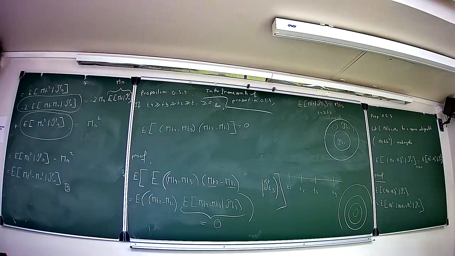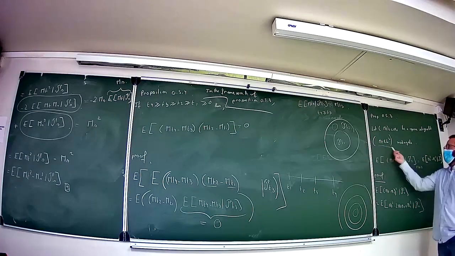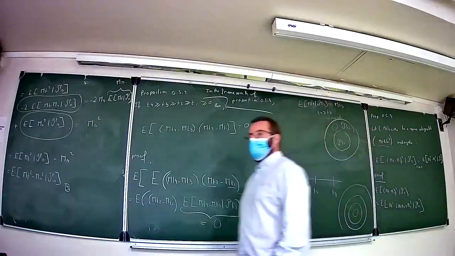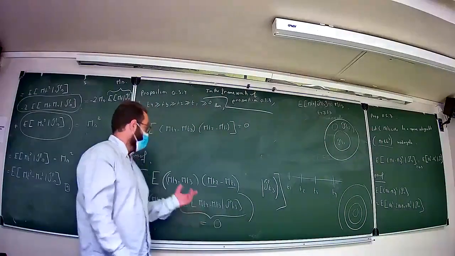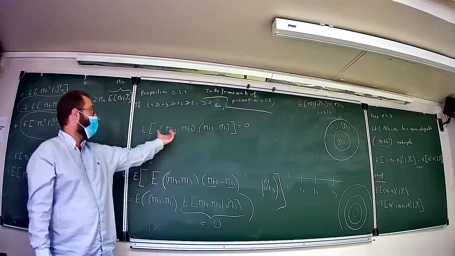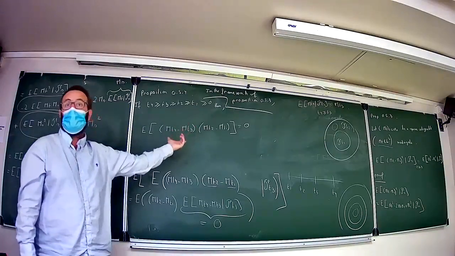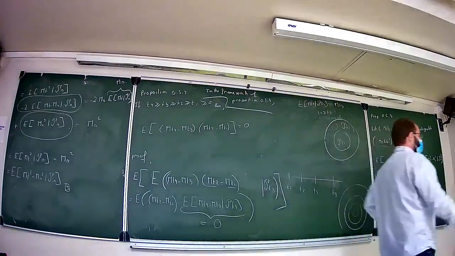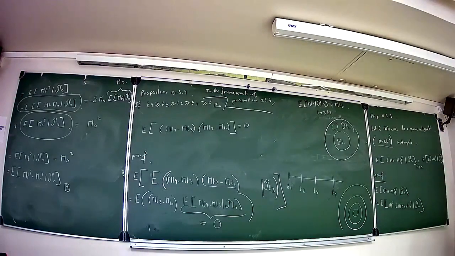Question: when we say square integrable martingales, it means that each MT is square integrable. Yes. All the MT are in L2. If you want these terms to be well defined, you need the expectation of the product to be in L1. So one condition to allow this is to impose that each of them is in L2.